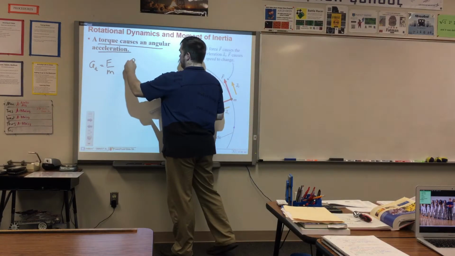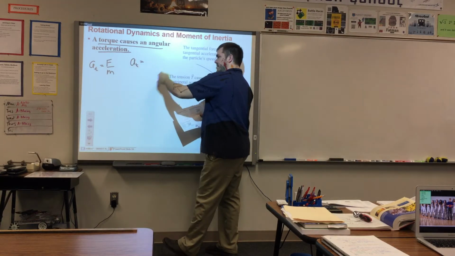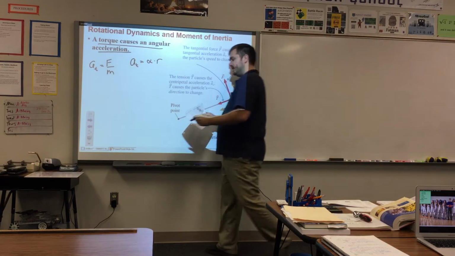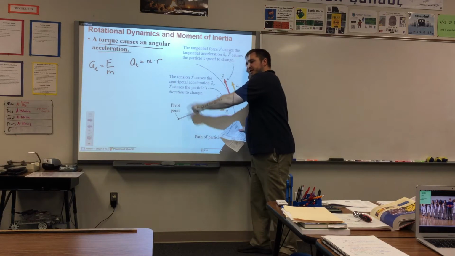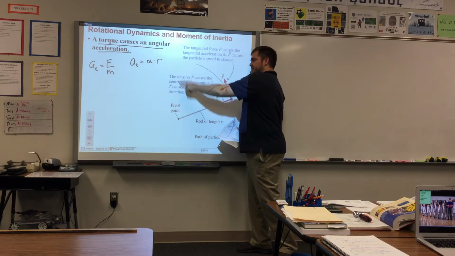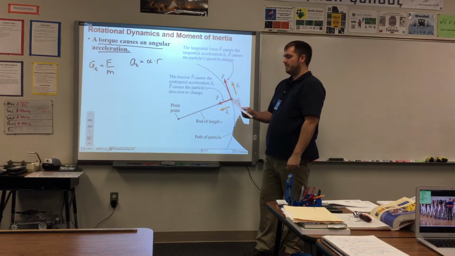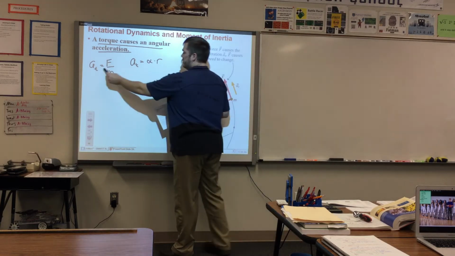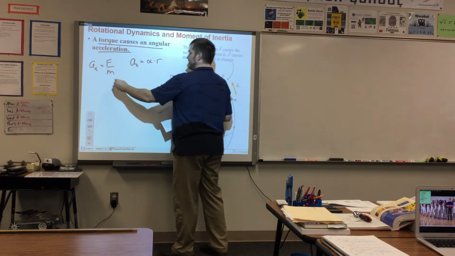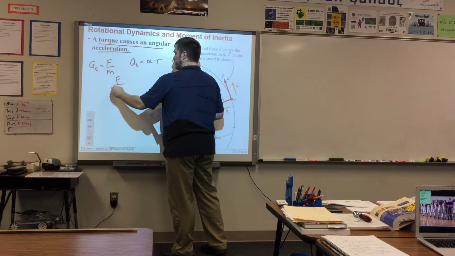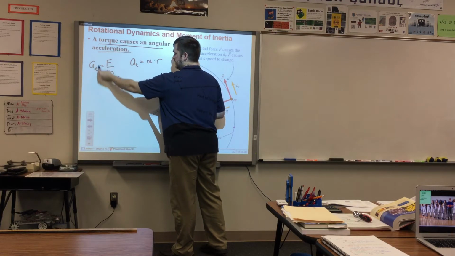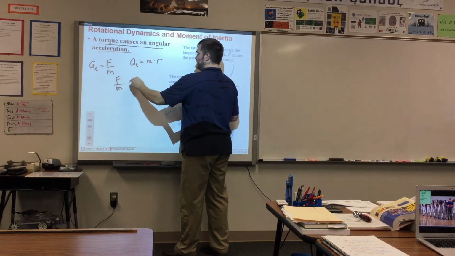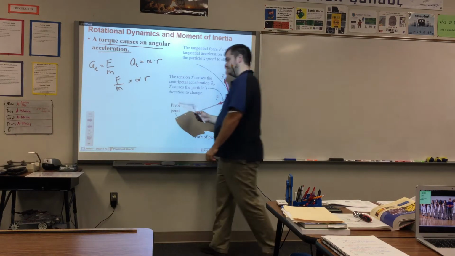Now, last week we went over the connecting formula that tangential acceleration is equal to alpha times the radius. That's the angular acceleration times the radius. All right. So those two equations we can connect. So force divided by mass is the tangential acceleration. So therefore, force over mass equals alpha times r.